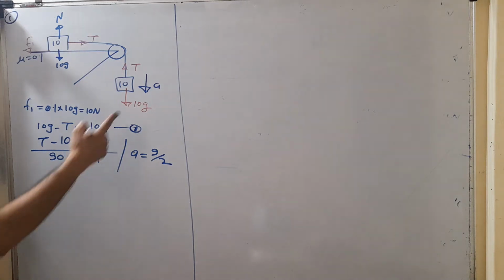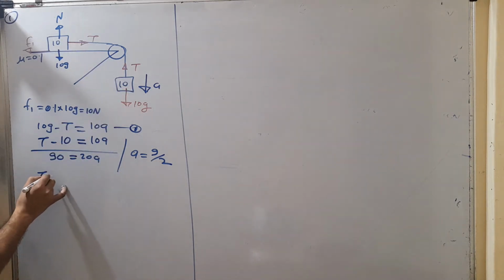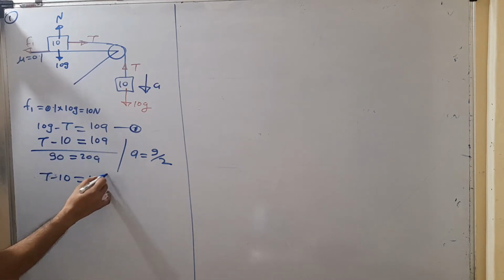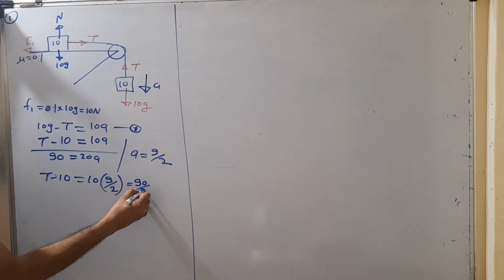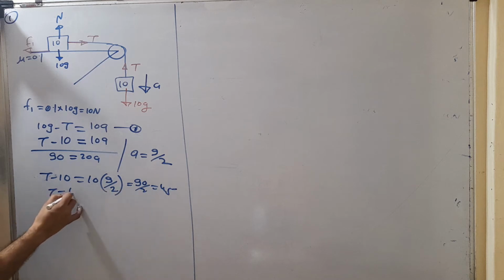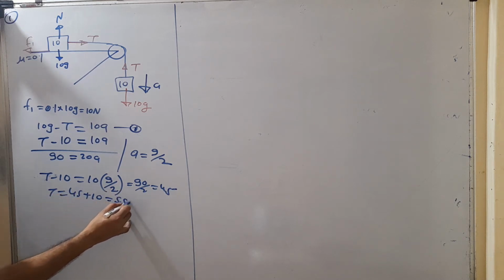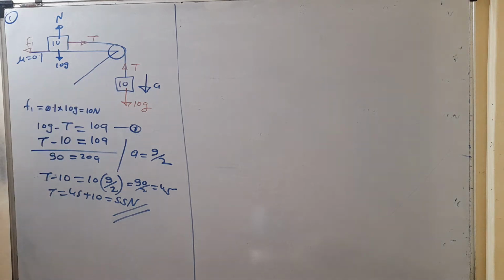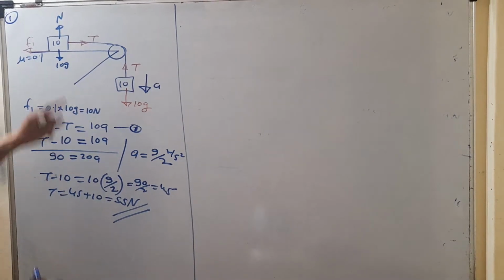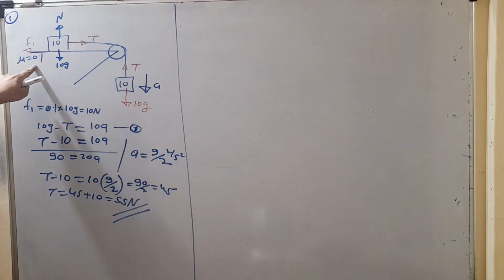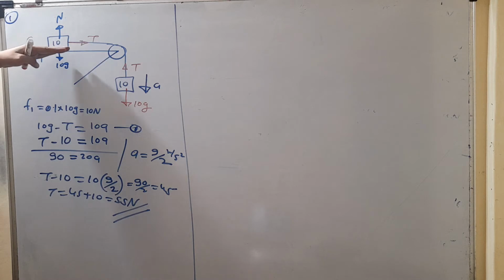Once you get the acceleration, you can calculate the tension also. Tension on this string, T: you can substitute this value in any equation. So T minus 10 is equal to 10 into a, which is 9/2. So that is 90/2, which is 45. So tension is what? 45 plus 10, that is 55 Newton. So tension on this string is 55 Newton, and the block is accelerated by 9/2 meter per second square. So here on this horizontal surface, I have considered frictional force also because its frictional coefficient is given. This is the friction on a horizontal surface.